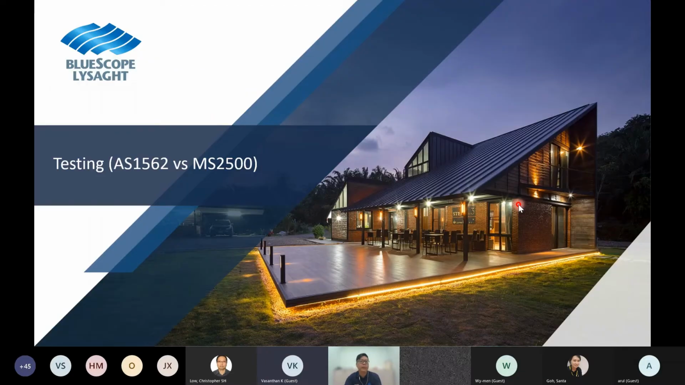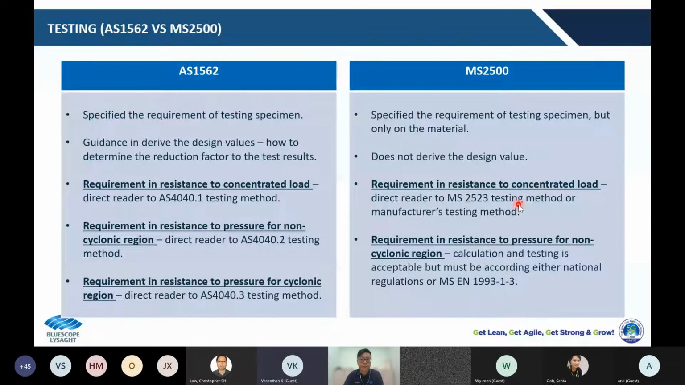Okay, let's get into the third topic. It's talking about the testing comparison between AS1562 and MS 2005. Okay, this is the comparison.